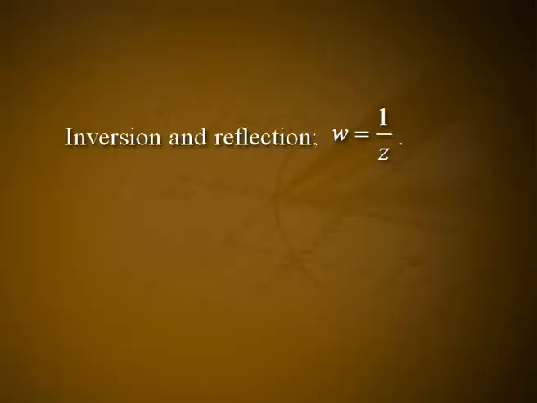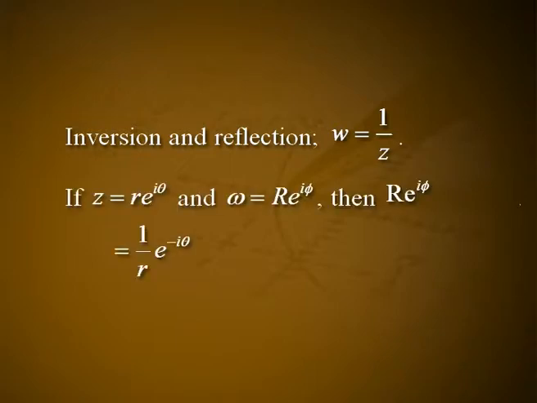Third one, inversion and reflection, w is equal to 1 divided by z. If z is equal to r e raised to i theta and w is equal to capital R e raised to i phi, then capital R e raised to i phi is equal to 1 by r into e raised to minus i theta. Thus, if p be the point (r, theta), then p dash be the point (1 by r, minus theta).